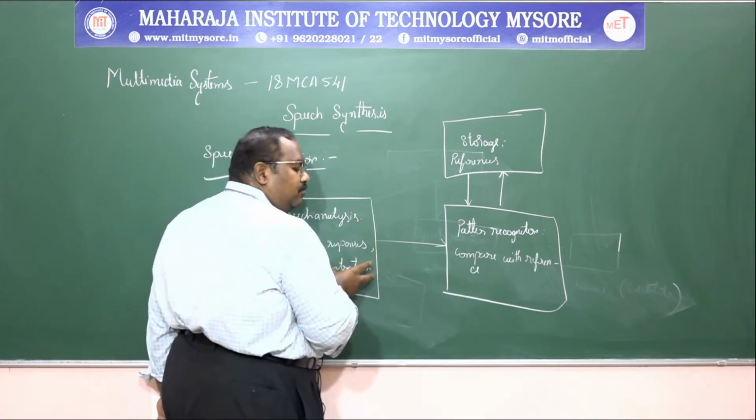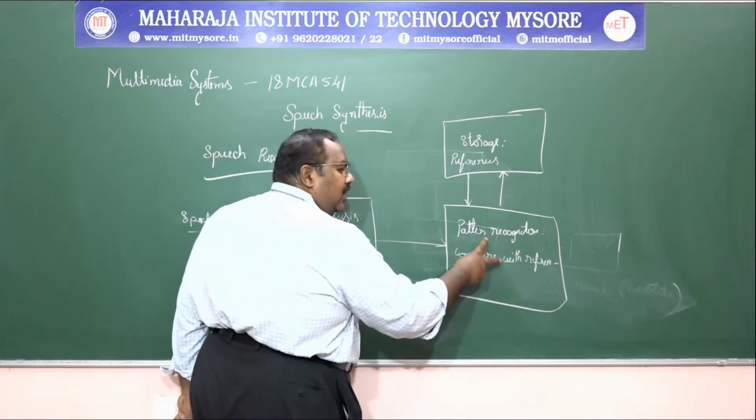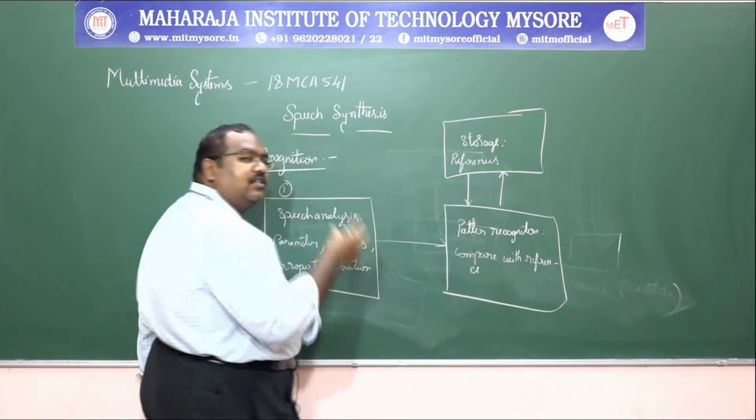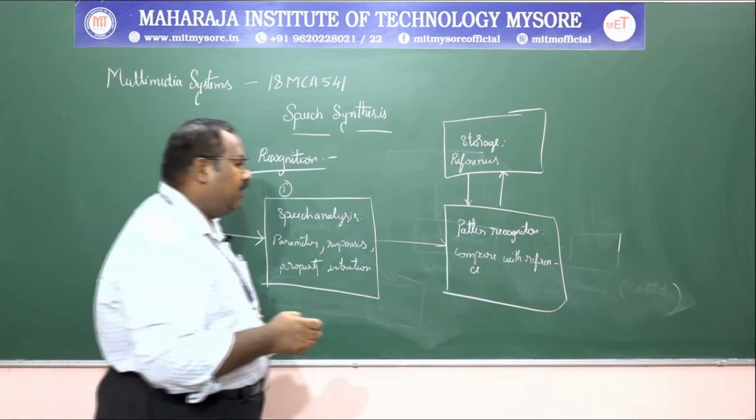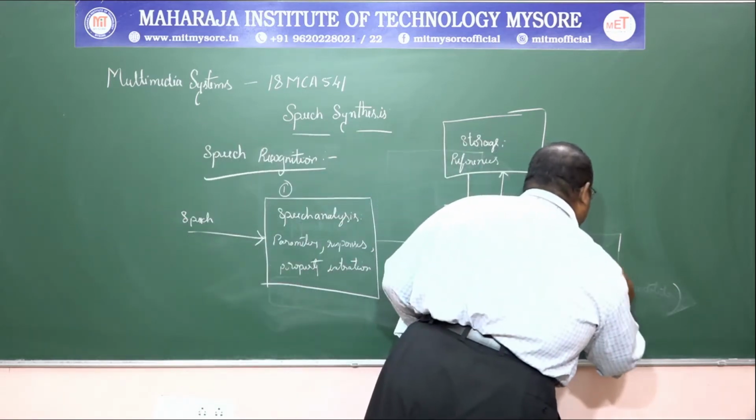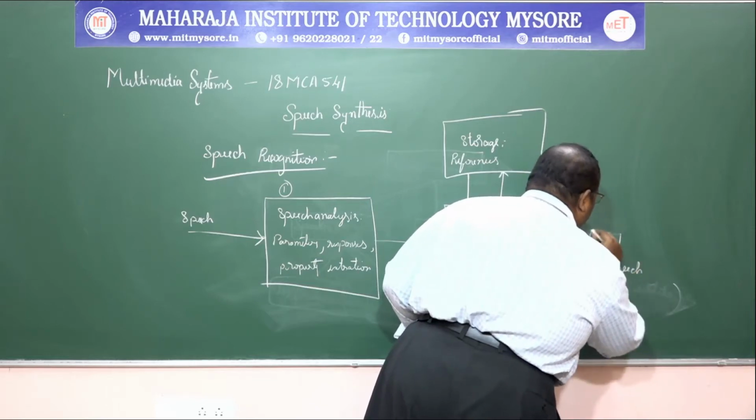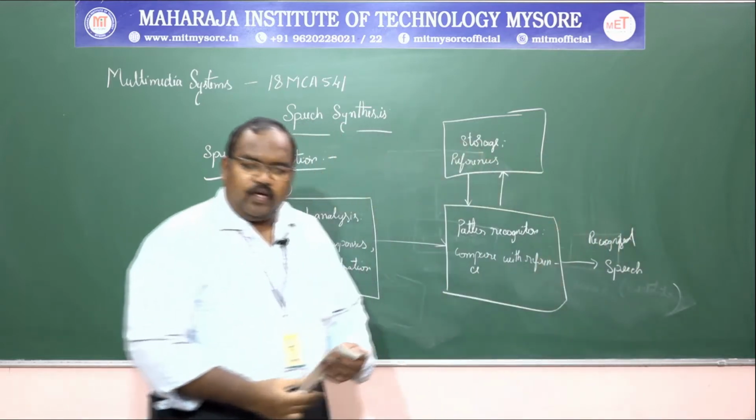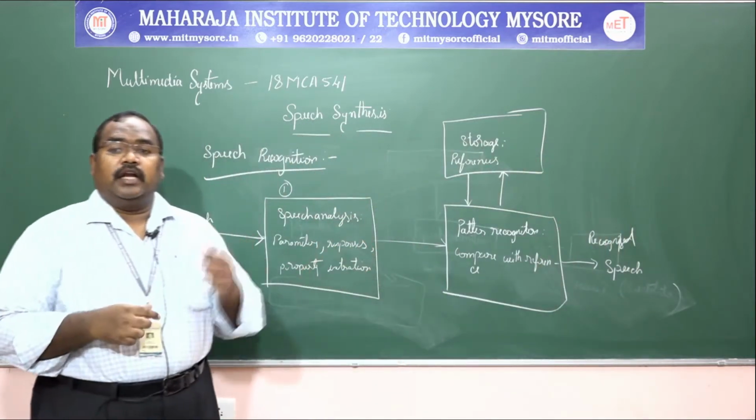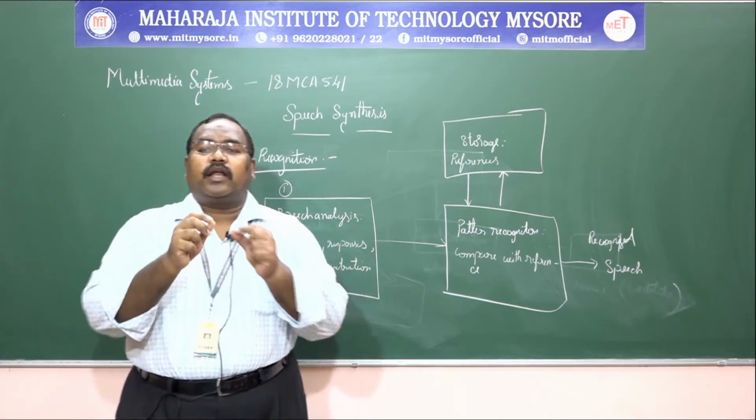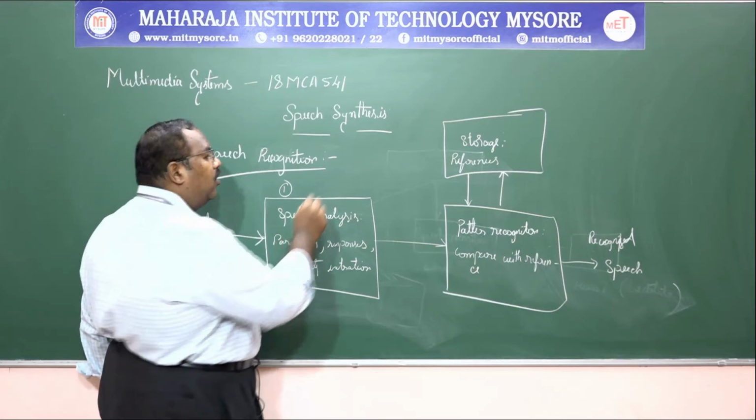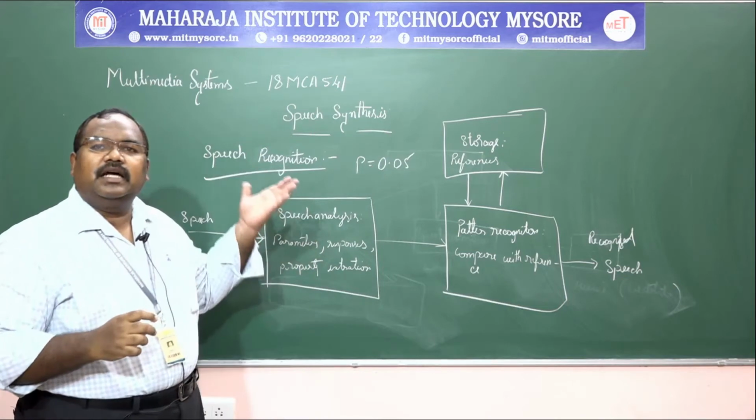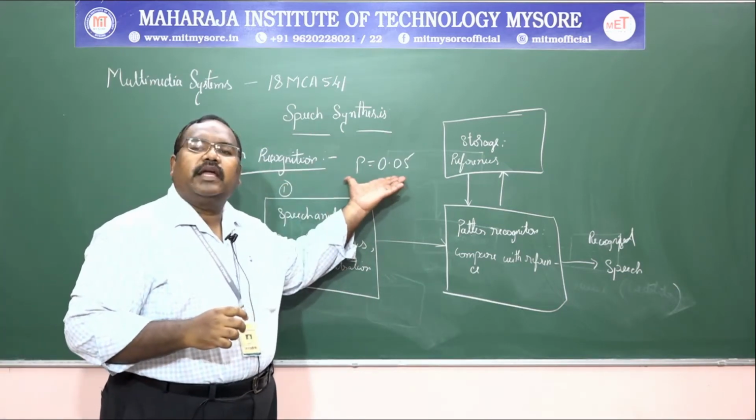Now what happens when the speech is analyzed? We are doing pattern recognition, comparing with the exact storage reference. When it is matched, then we get the output as the recognized speech. Then we call that kind of speech recognized. And I also wanted to tell you that the poor recognition quality is P of 0.05. That is the average rate of a poor recognition.